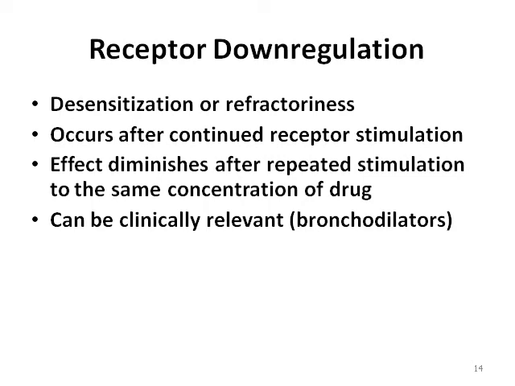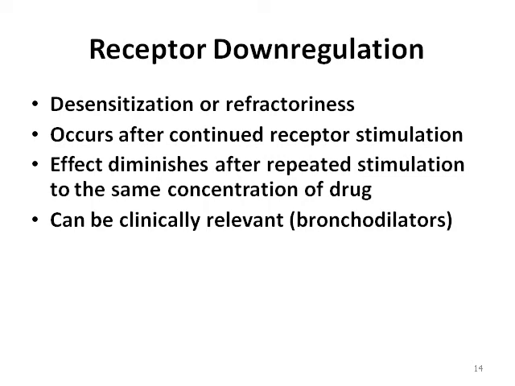One thing that can happen is called receptor downregulation. This is described in slide 14. What's going to happen with receptor downregulation is basically the patient becomes desensitized or becomes refractory to the particular drug. This generally occurs after continued receptor stimulation. In other words, a person is getting a continued administration of an agonist. So what we see is that with repeated administration of the agonist, the response diminishes.